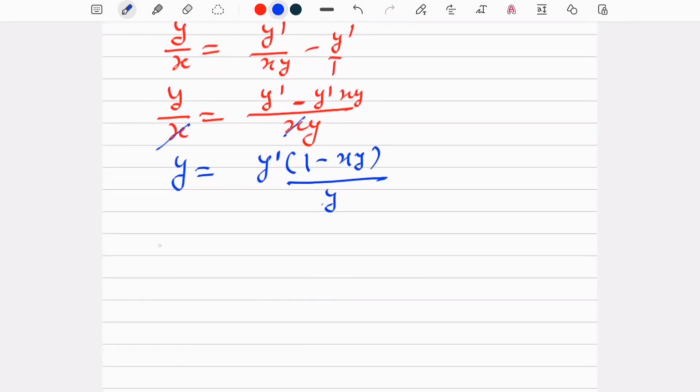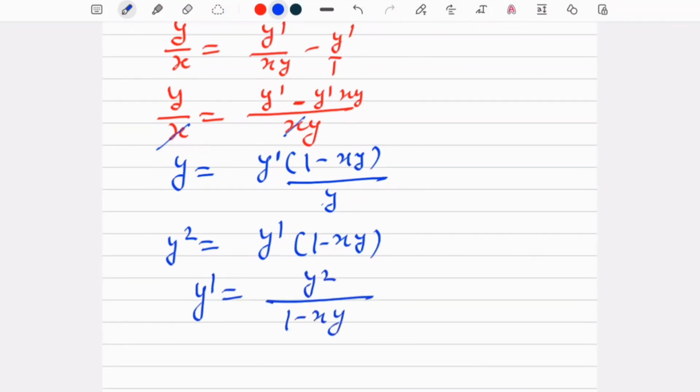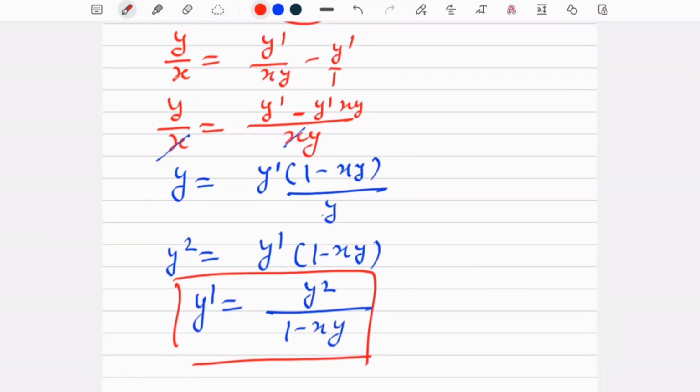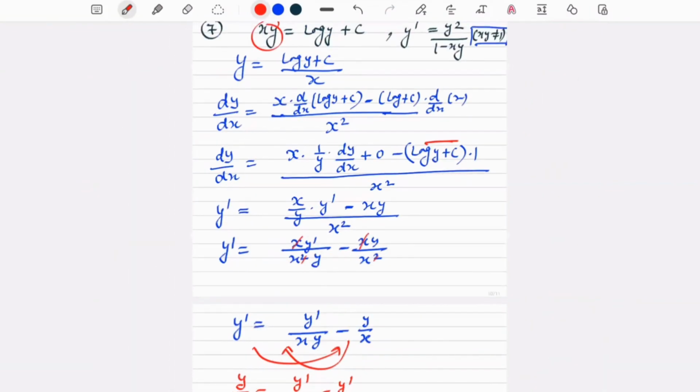Shift y on this side. It will be y square equals y dash into 1 minus xy. And then shift 1 minus xy on the other side. It will be y dash equals y square over 1 minus xy. Yes or no? Yes, sir. Is it clear? Yes, sir.